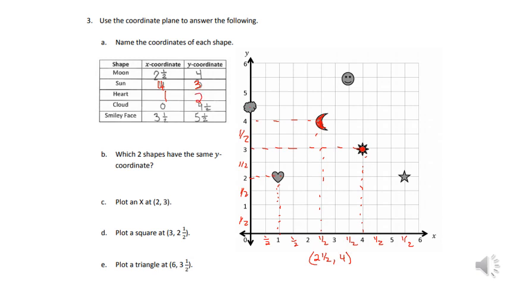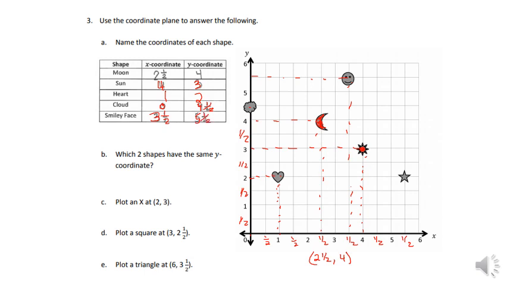For the cloud, which is up here, there's one that confuses a lot of people because on the x, we're not coming anywhere. We're staying right here on the origin, which is 0. And then we can see that in the y-axis, it was all the way up at 4 1/2. Our last smiley face, I can see that it was on 3 1/2 for this one. And when I come across, that was 5 1/2. So that's how they got every one of those ordered pairs.